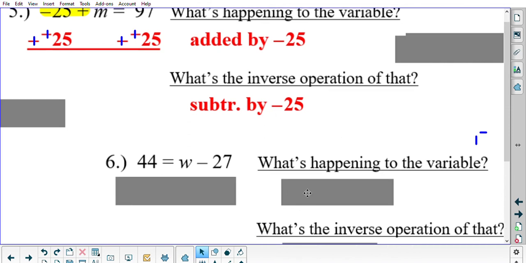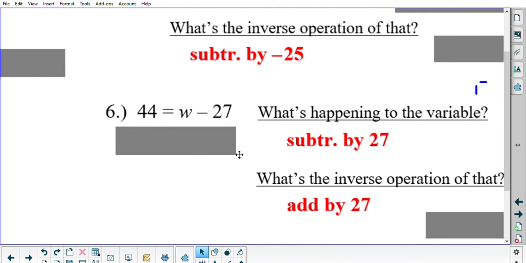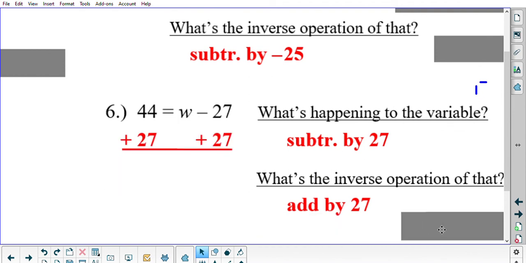Problem number 6. What's happening to the variable? It's being subtracted by 27. Inverse is add by 27. Is that exactly what you did on both sides? I hope on number 6 you didn't think the variable was doing anything with the 44. Notice the variable was on the right-hand side of the equal sign. So you always have to find the variable, and whatever is happening to that variable, that is how you answer the question, what's happening to the variable.